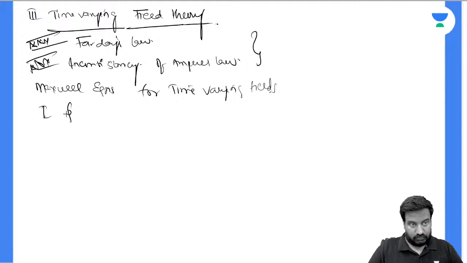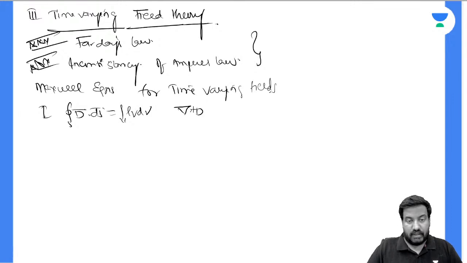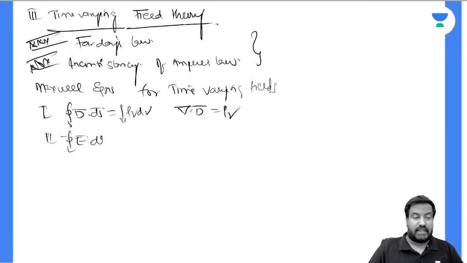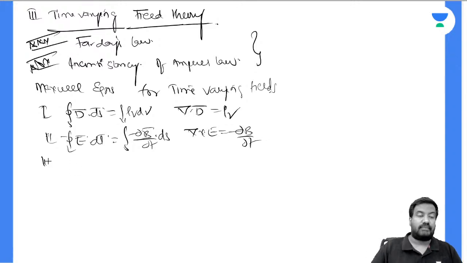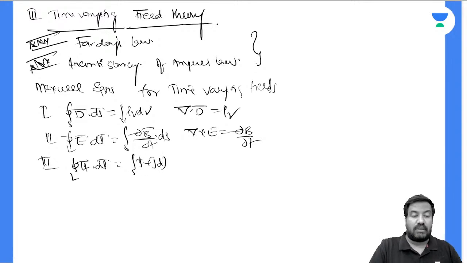First one, closed surface integral of D dot dS is equal to volume integral of rho v dv. Del dot D is rho v. Second one, closed loop integral of E dot dl is equal to surface integral of minus dB by dt dot dS. Del cross E is equal to minus dB by dt. Third one, closed loop integral of H dot dl is equal to surface integral of J plus JD dot dS.